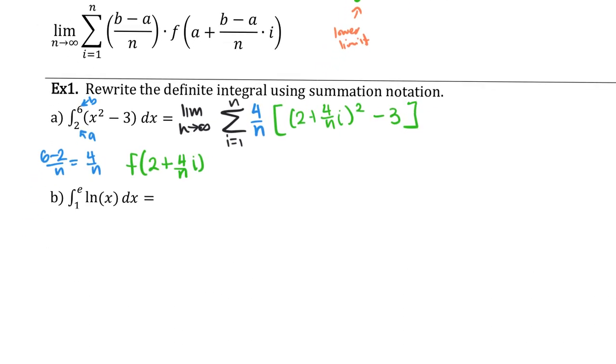Okay, they gave me the definite integral notation. Let's see, what do I want to figure out first? Let me set it up and then we'll see what we need to find. The limit as n approaches infinity, i equals 1 to n. Okay, what do I want to do first? I want to do b minus a over n.